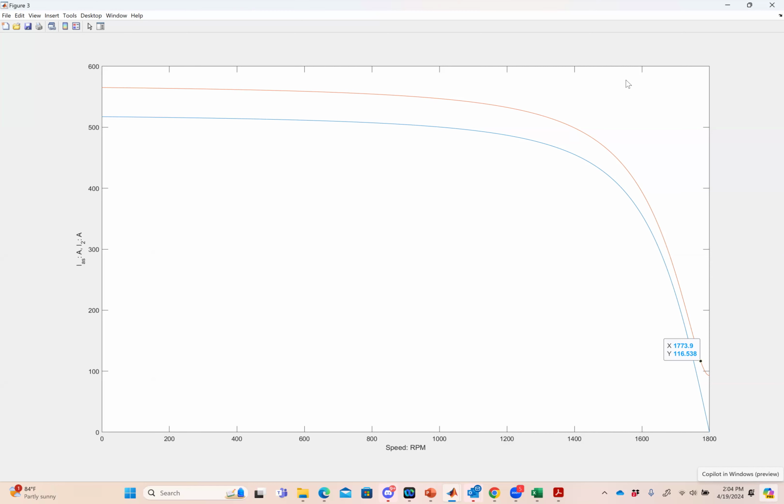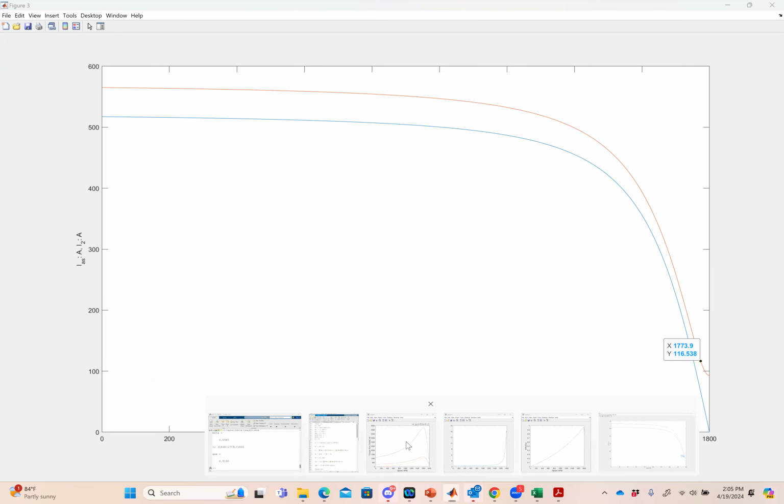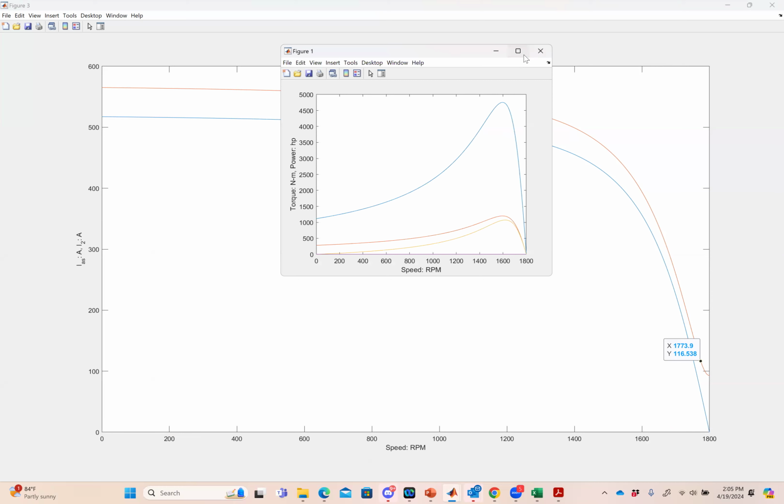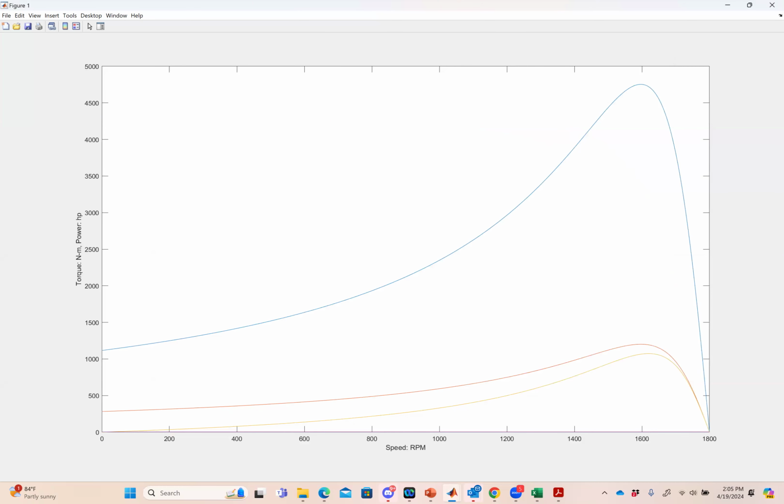All right, so that's our basic concept. Now, if I go in and look at the torque, what I would do is take the magnitude of I2, the blue curve, squared times R2 over S, and I would see what the torque looks like. So here I've shown the torque and I've shown the input power and the mechanical power. So what do I mean when I say the mechanical?